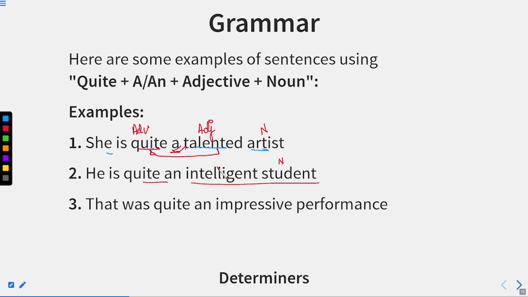He is quite an intelligent student. Student is a noun, intelligent is an adjective, and quite is an adverb. So we are placing this indefinite article just after this adverb. That was quite an impressive performance. So quite an impressive performance. Performance is a noun, impressive is an adjective, and quite an adverb. And we are placing this indefinite article in between quite and impressive.